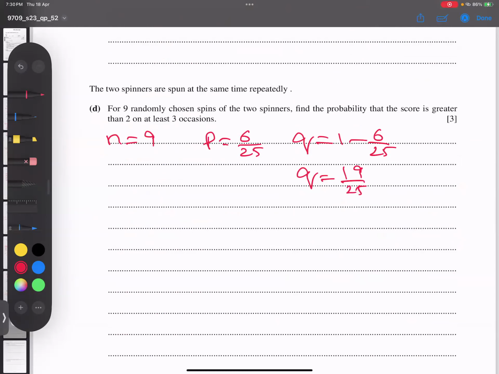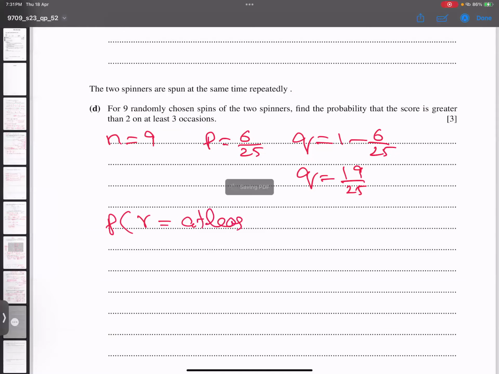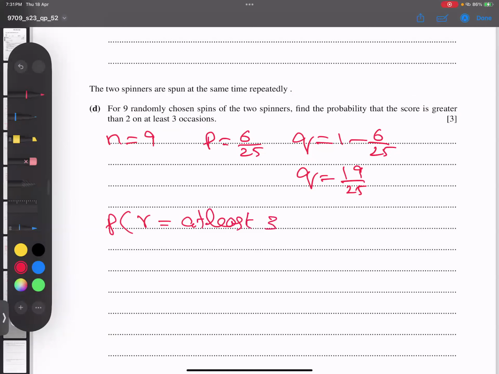So now, students, what is he saying? He said at least 3 occasions: find the probability that score is greater than 2 comes at least 3 occasions. At least 3 times, you can say occasion, no problem. So it means probability at least means 3 or bigger.